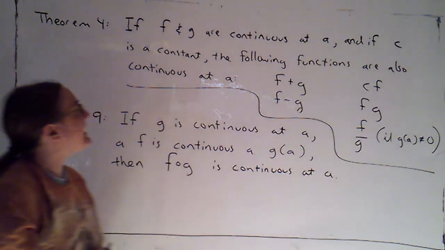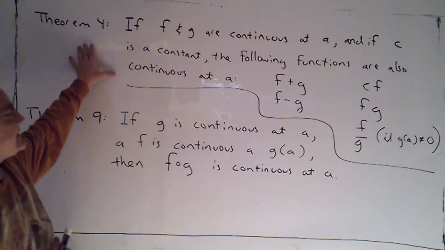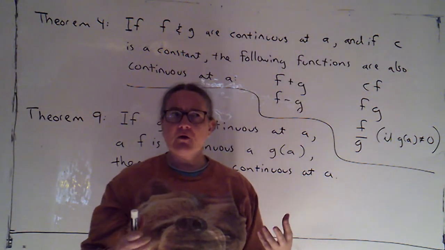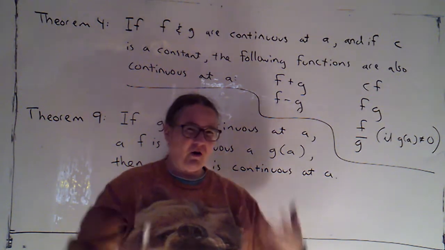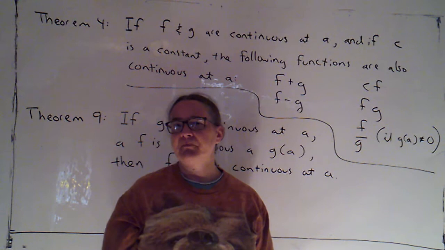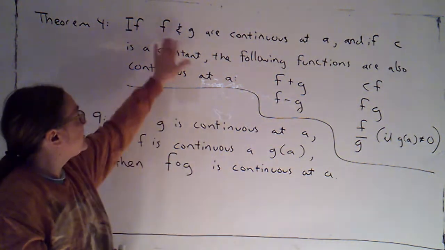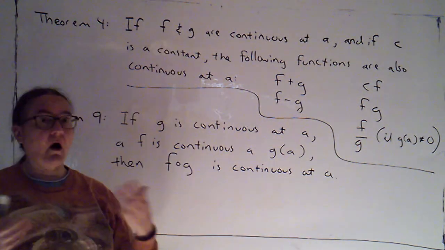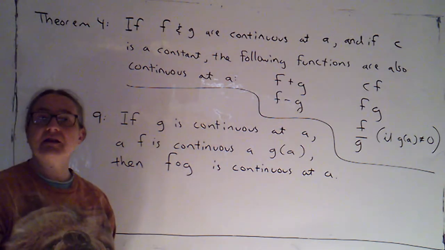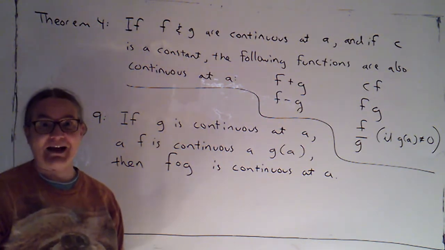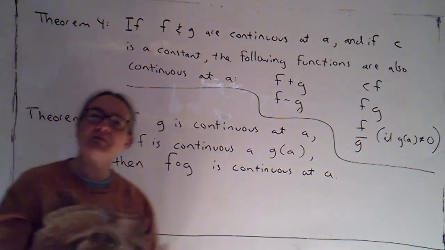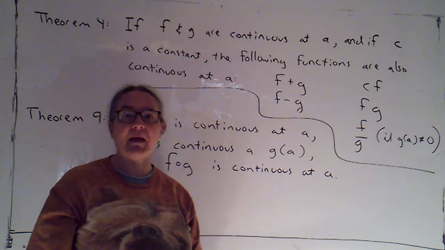Okay, excellent. Now the theorem is stated for continuity at a point a, but of course if functions are continuous at all values in their domain, then they're continuous on their domain. So if I have two functions f and g that are continuous on their domains, when I add them, I'm going to get a function that's continuous on its domain. So this can be extended to functions being continuous on their domains.